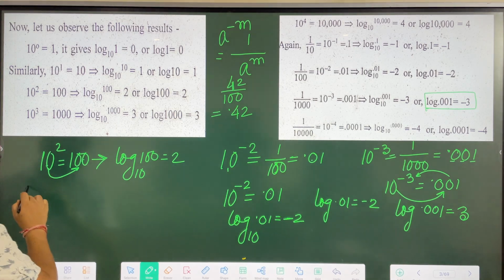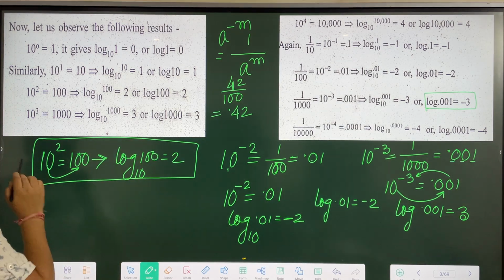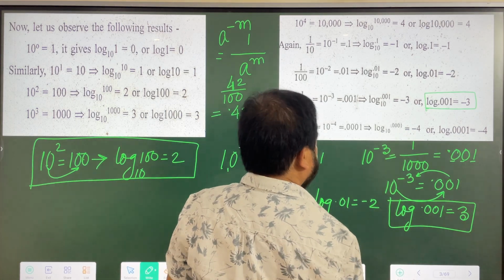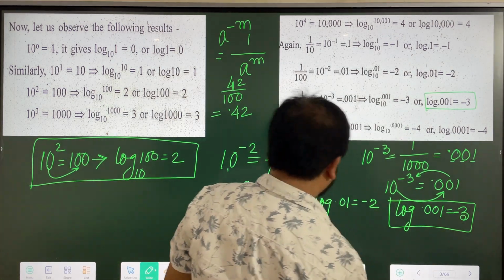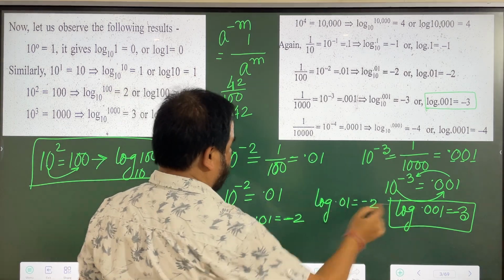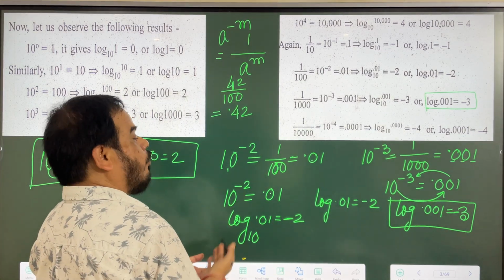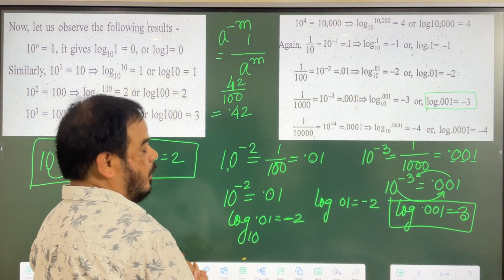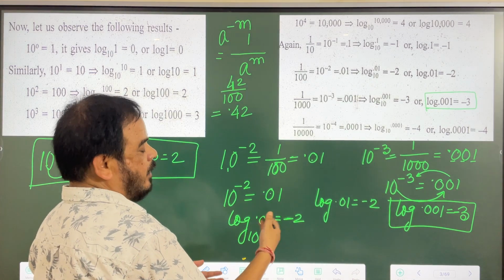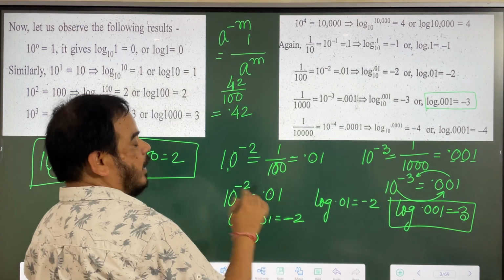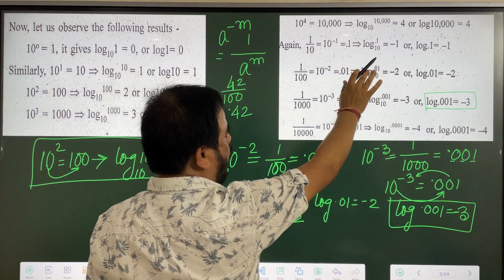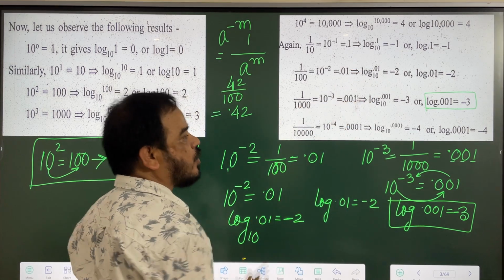This one surely you have understood, and this one also I hope you understand. This is minus 3, and this is minus 2. So when do we get minus 2? When we take the log of a decimal, we will get a negative number. Log of decimals like 0.1, 0.01, 0.002, like this, we will get a negative number. So this is what is explained here. I have just explained whatever is written here.